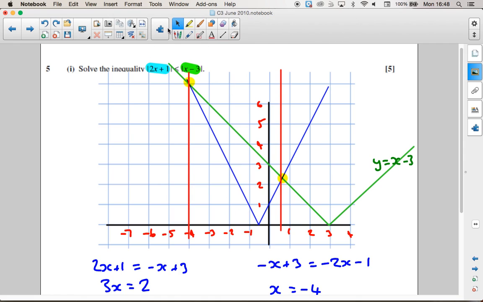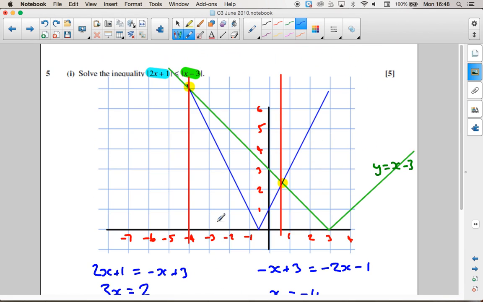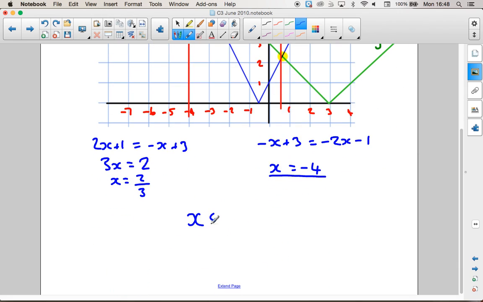And the question says, when is the modulus of 2x plus 1 less than the modulus of x take away 3? When is the blue line lower, smaller than the green line? And because we've drawn it really visually, really accurately, we can see that it wants to know when the blue line is below the green line, and that's therefore between the 2 points of intersection. So my answer is that the blue line is lower than the green line. Is it equal to? Yeah, it's an equal to question. So I need to put my or equal to lines in between -4 and 2/3.